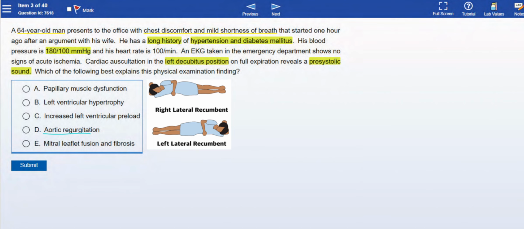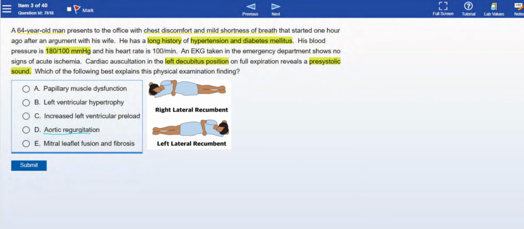He has a long history of hypertension and diabetes mellitus. His BP is 180 by 100 mm of Hg and his heart rate is 100 per minute. An EKG taken in the emergency department shows no signs of acute ischemia. Cardiac auscultation in the left decubitus position and full expiration reveals a presystolic sound. Which of the following best explains the physical examination finding?